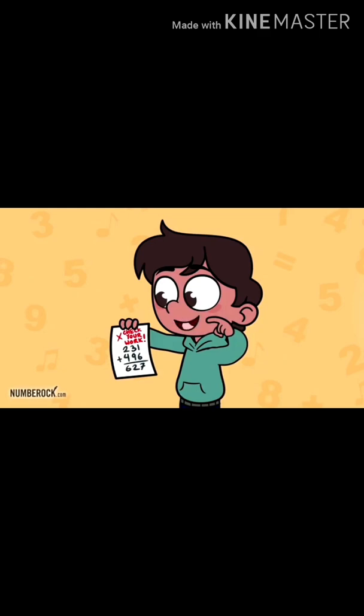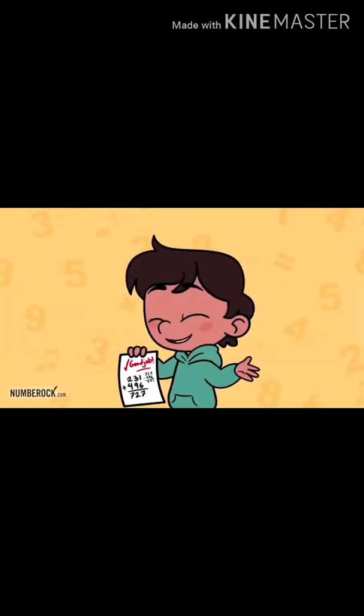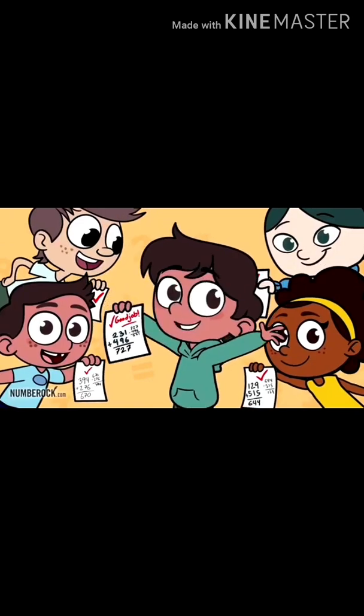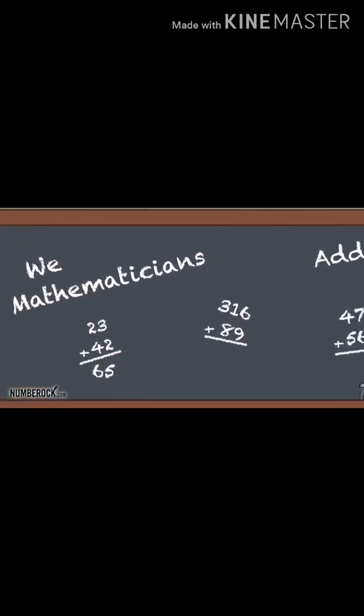Inevitable, but check your work and it'll be indubitable. The best way to check your addition is by subtraction, the inverse operation. Take either addend and subtract from the sum. If you get the other addend, your work is done. When presented with a triple digit problem, number rockers always check after we solve them. We mathematicians.